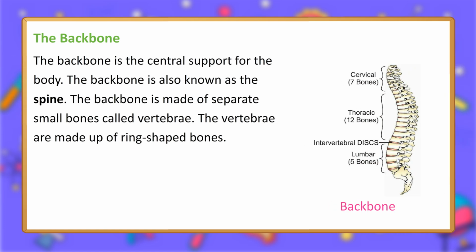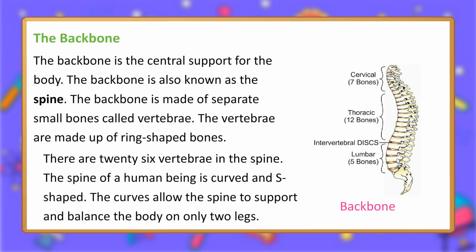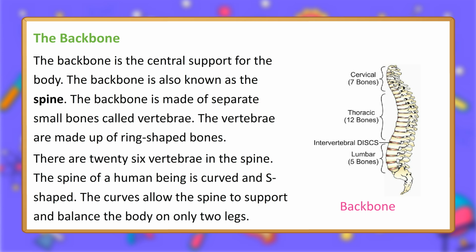The backbone. The backbone is the central support for the body. The backbone is also known as the spine. The backbone is made of separate small bones called vertebrae. The vertebrae are made up of ring-shaped bones. There are 26 vertebrae in the spine. The spine of a human being is curved and S-shaped. The curves allow the spine to support and balance the body on only 2 legs.